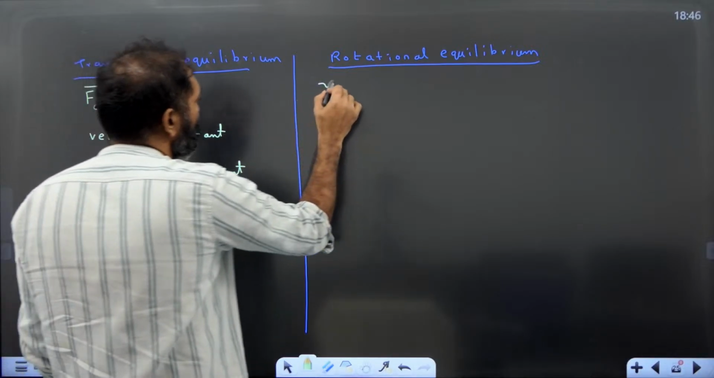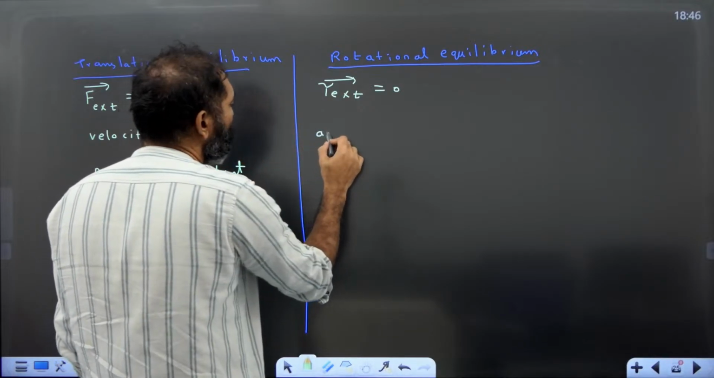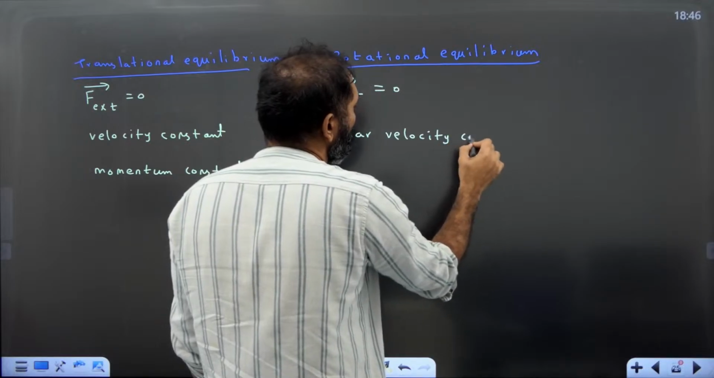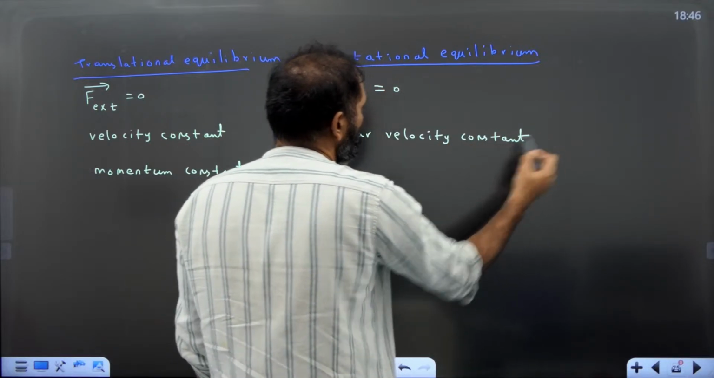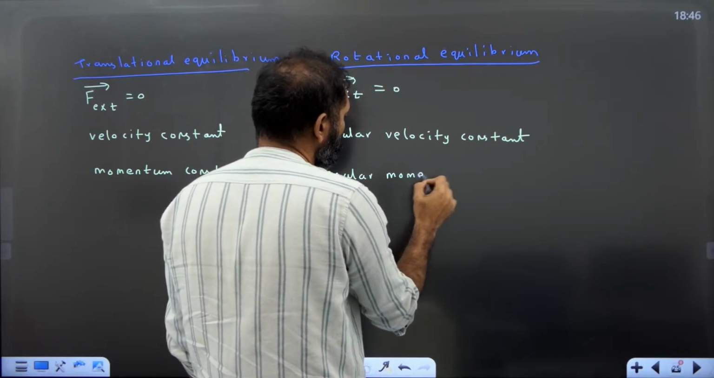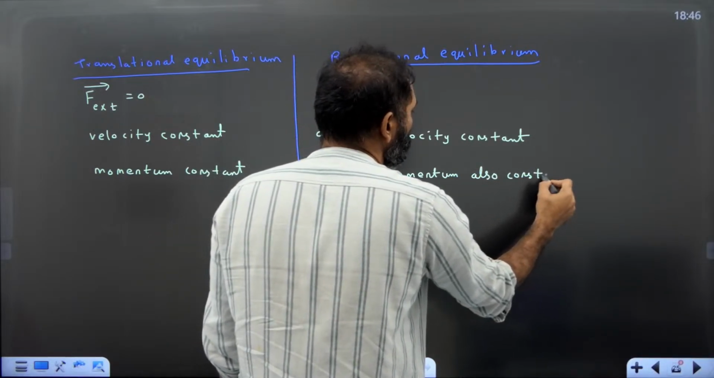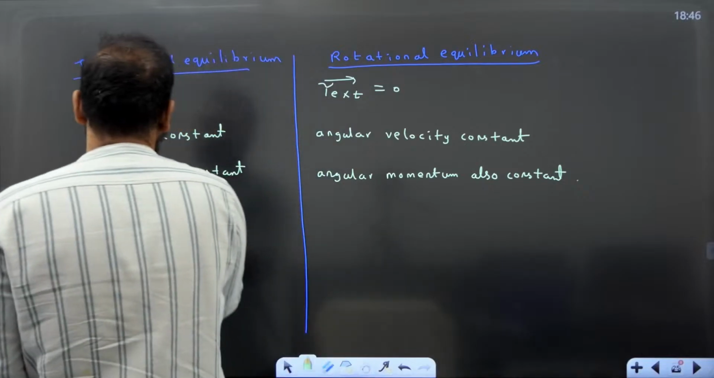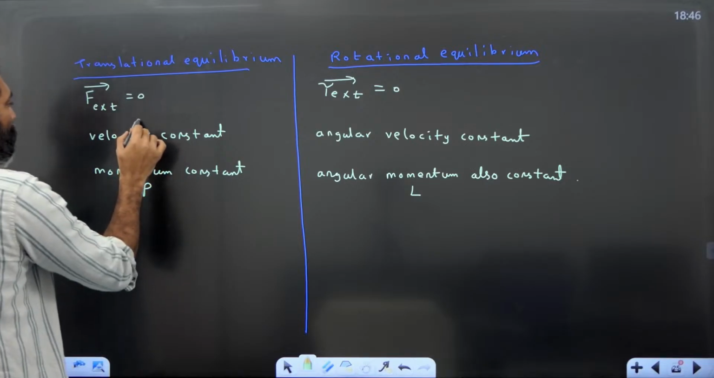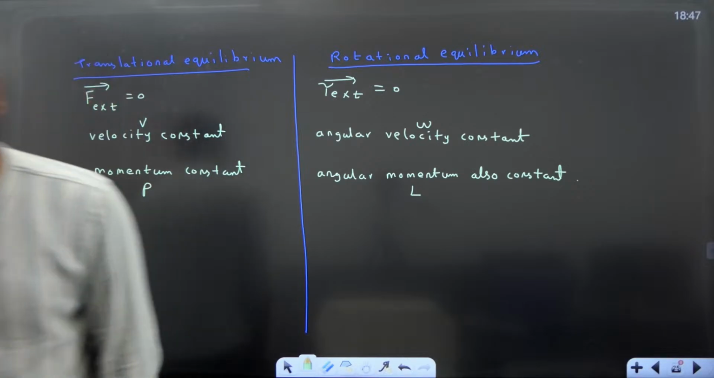Rotational equilibrium: external torque 0, angular velocity constant, angular momentum also constant. Linear momentum P, angular momentum L. Velocity v, angular velocity omega. Note down.